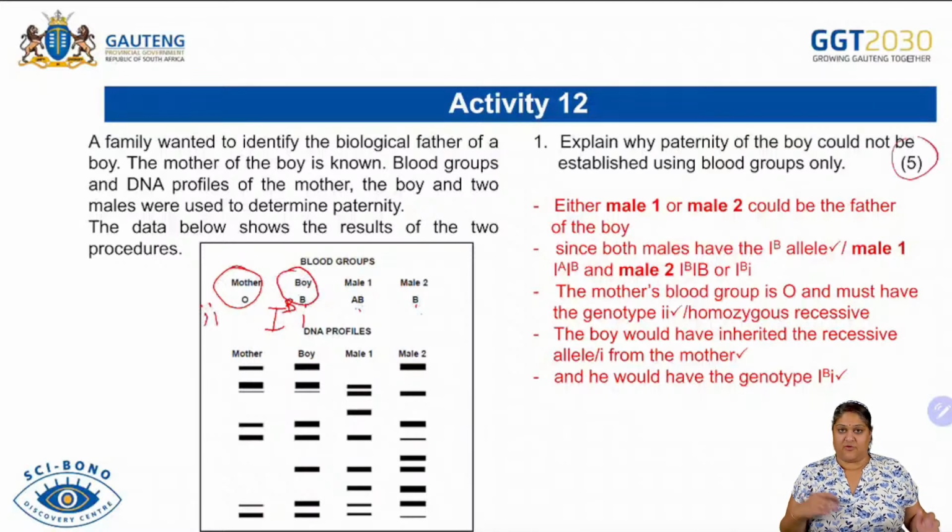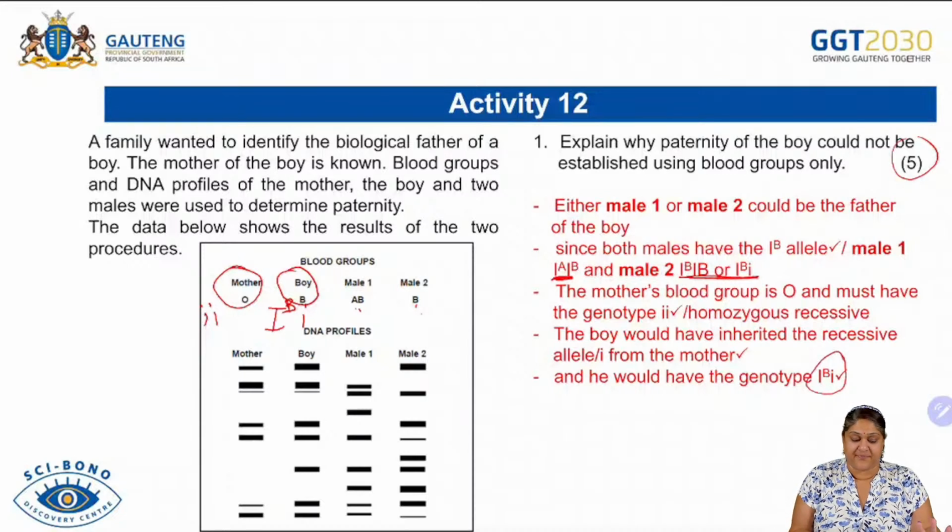5 lovely marks. How do we start? You first say either male 1 or male 2 could be the father of the boy. Why are we saying that? Because both males have the B allele, right? You can go further to say that male 1 is AB. You can write the genotype, and male 2 the possible genotypes. The mother's blood group is O and must have the genotype homozygous recessive. The boy would have inherited the recessive allele from the mother, and he would have the genotype which is now heterozygous. Okay, so you just need to be specific, say everything that you need to say, and then you will be fine.